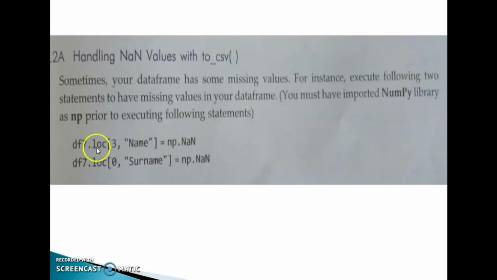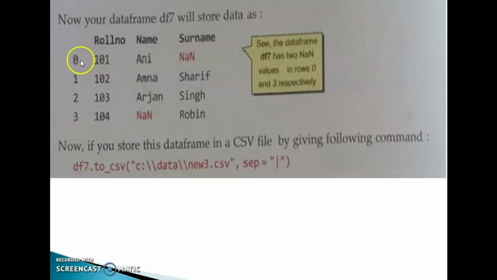np.nan, that is, in this location, third row and name column, NaN is the value. Then 0th row and surname column, NaN is the value. See, the data frame df7 has two NaN values in rows 0 and 3 respectively. Then we can use the separator. Which is the separator? Pipe is the separator. df7.to_csv, file name, comma, sep equal to pipe symbol.